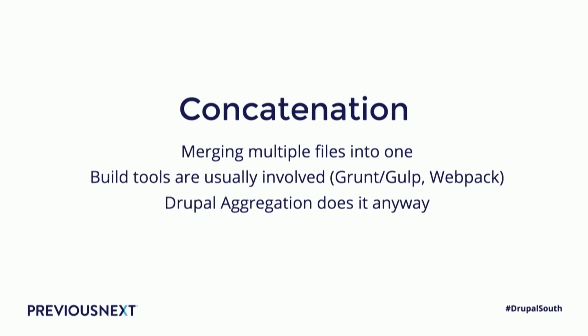Concatenation is one of the challenges that I had. It's something we're always taught to do in the front end to improve performance: concatenate all of your files into one thing so that you're just making things faster generally. Build tools are usually involved in this, things like Grunt and Gulp and Webpack. There are a lot of other ones as well. Drupal aggregation does it itself anyway, so there's a lot of concatenation going on, really.